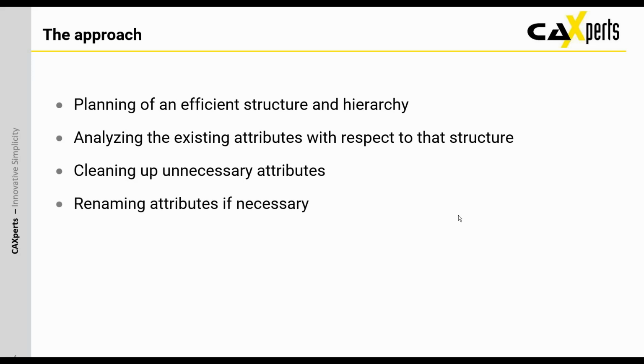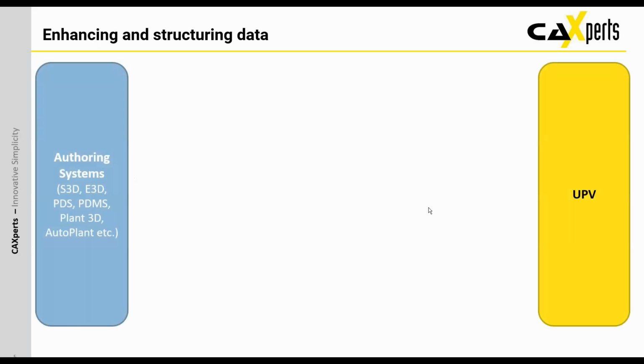Renaming attributes if necessary. Selecting change sets. So this means you can use UPV and custom attributes, for example, to select certain objects you want to change the data for, including the reporting function of UPV and adding attributes that are not existent. So what would those approaches look like?